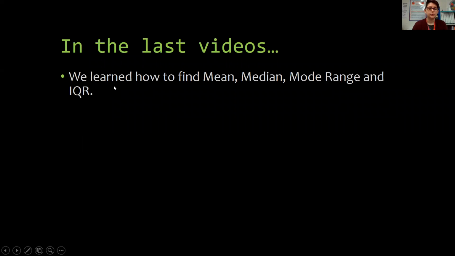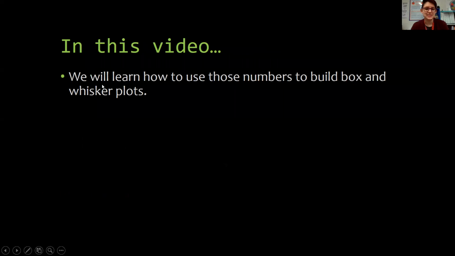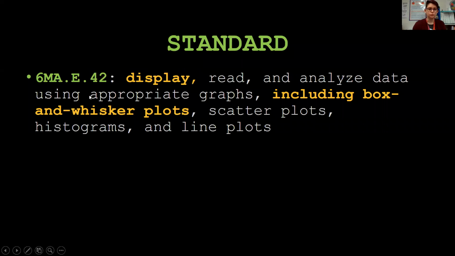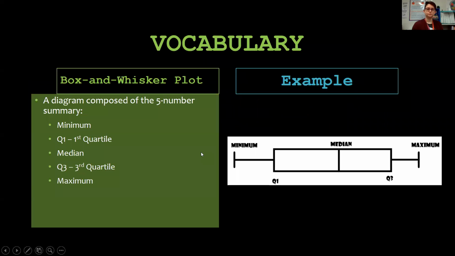So in the last video, we learned how to find mean, median, mode, range, and IQR. In this video, we'll look at how to use those numbers to build a box and whisker plot. We're still working on standard 6 MAE42. We're looking at display data, including graphs, including box and whisker plots.